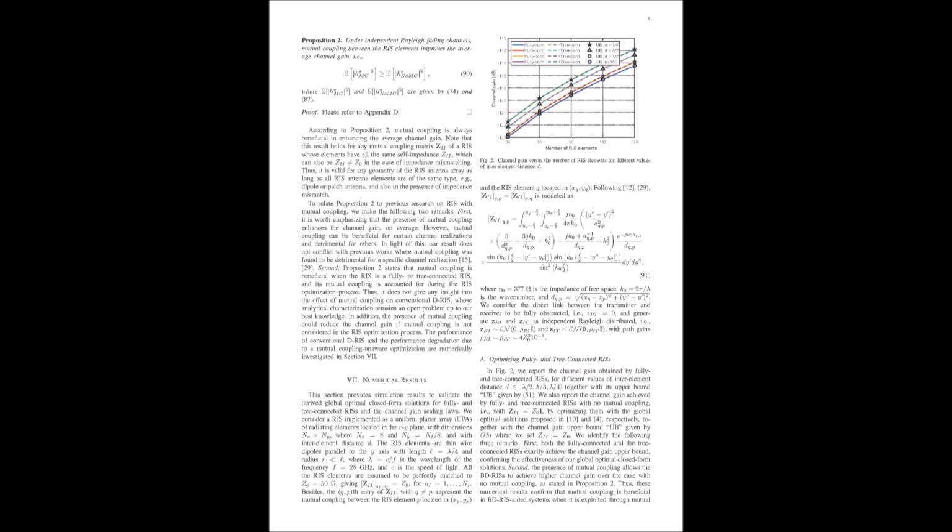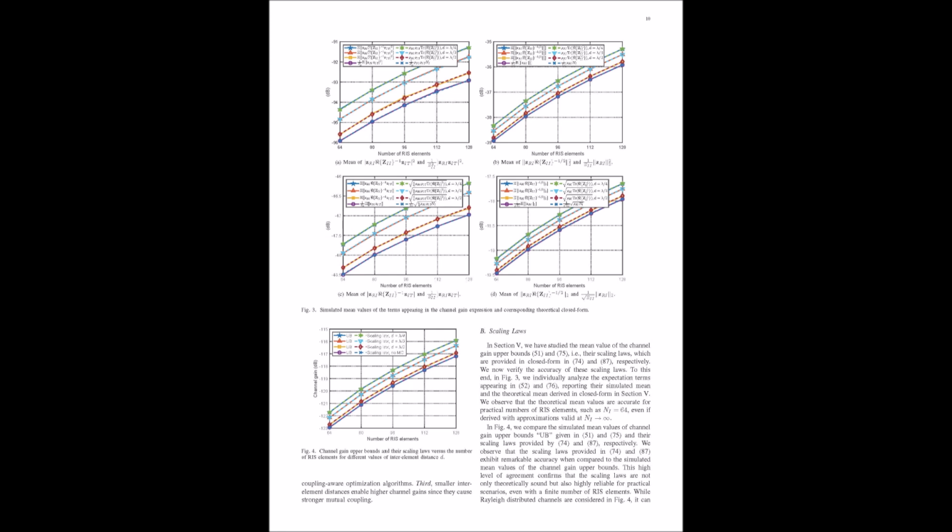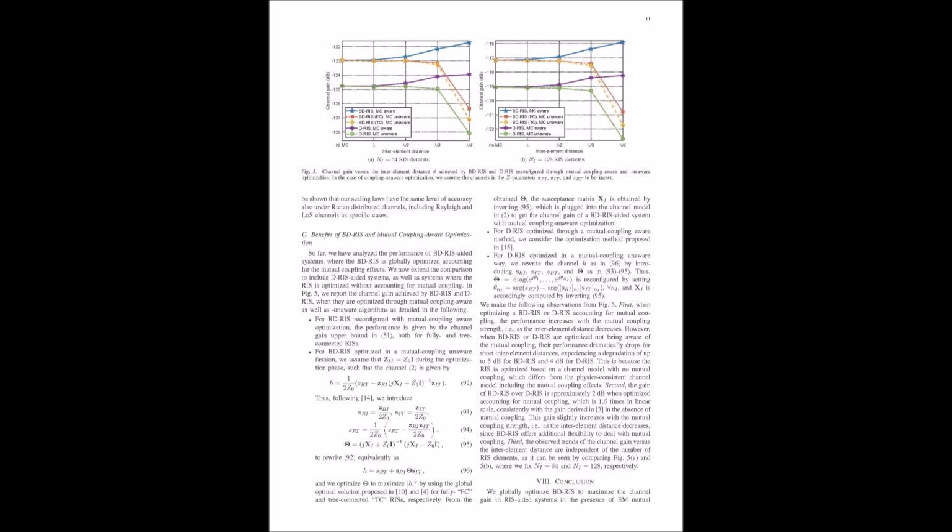The paper demonstrates that, surprisingly, even with its simpler structure, the tree-connected RIS can reach the same channel gain upper bound as the fully connected RIS. Really? Hold on. That's a game changer. It means you don't need the super complex fully connected setup to get the maximum performance benefit. Wow, this could have huge implications for real-world RIS deployment. Absolutely. But how do they prove this mathematically?